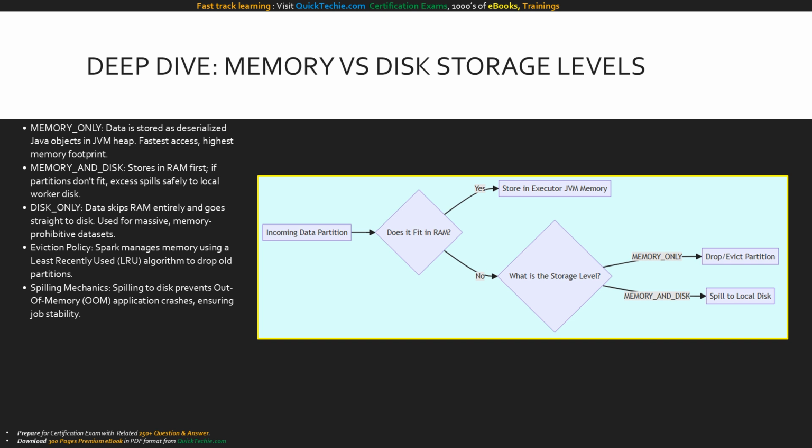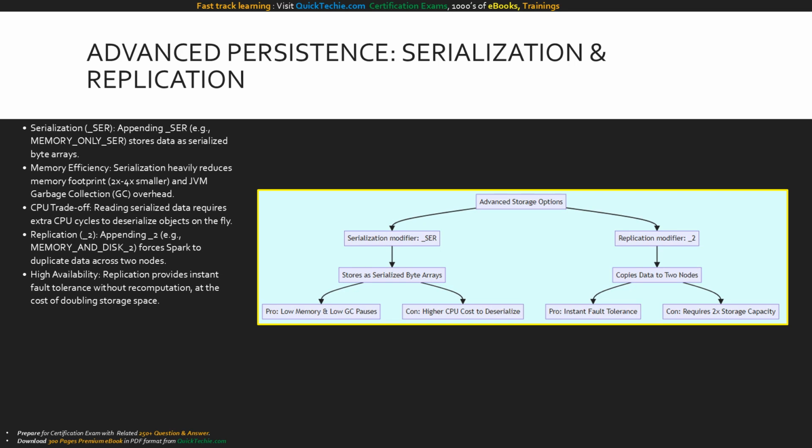If you aggressively chose memory only, the partition is simply dropped or evicted. It is gone, and Spark must recompute it from scratch if requested again. But if you smartly chose memory and disk, the data spills safely to the local disk. This flowchart perfectly illustrates why memory and disk provides an essential safety net for unpredictable or massive datasets, preventing catastrophic job failures.